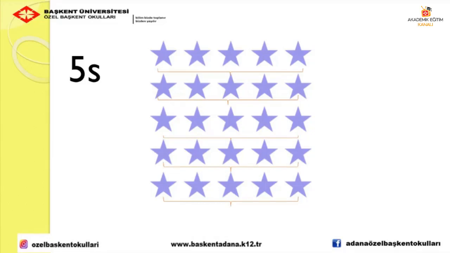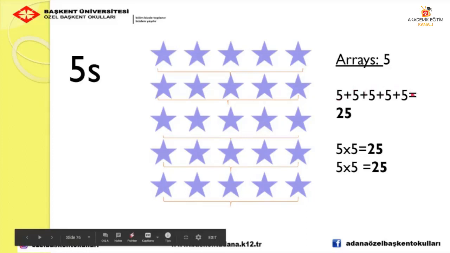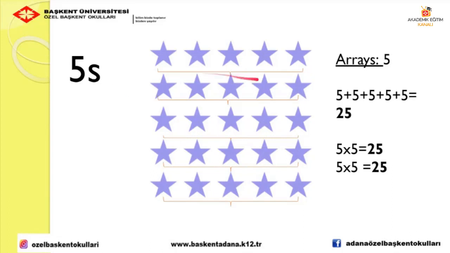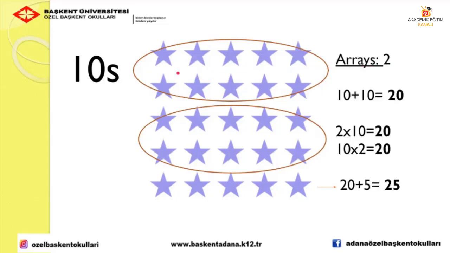I can also count in 5s. I have 5 arrays of 5. To know the total amount of stars, I can add them, or I can multiply the arrays by 5, and that equals 25. I can also count them in tens. 2 arrays of 10 stars. 2 times 10 equals 20. Or 10 plus 10 equals 20. Plus the 5 stars left equals 25.